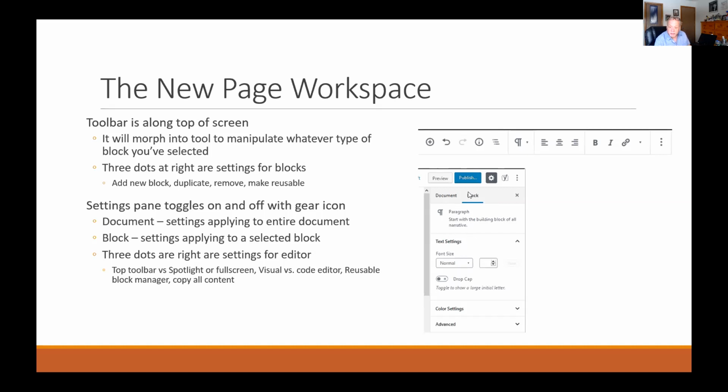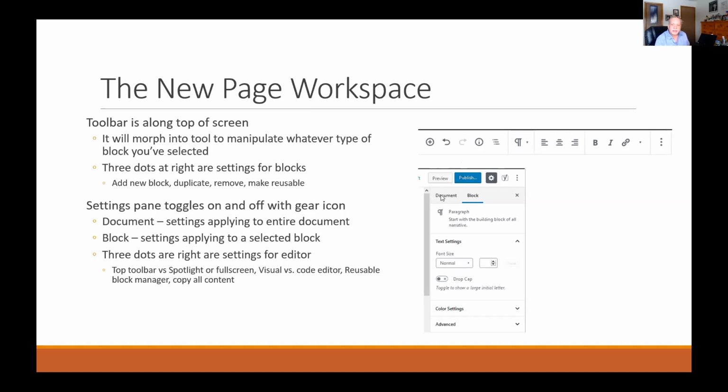You have two tabs in this pane, the Document tab and the Block tab. You can turn the entire thing off with this gear icon. So if you click the gear icon, your pane will disappear. If you click the gear icon again, the pane will reappear. So it's just a toggle to allow you to open the settings pane.